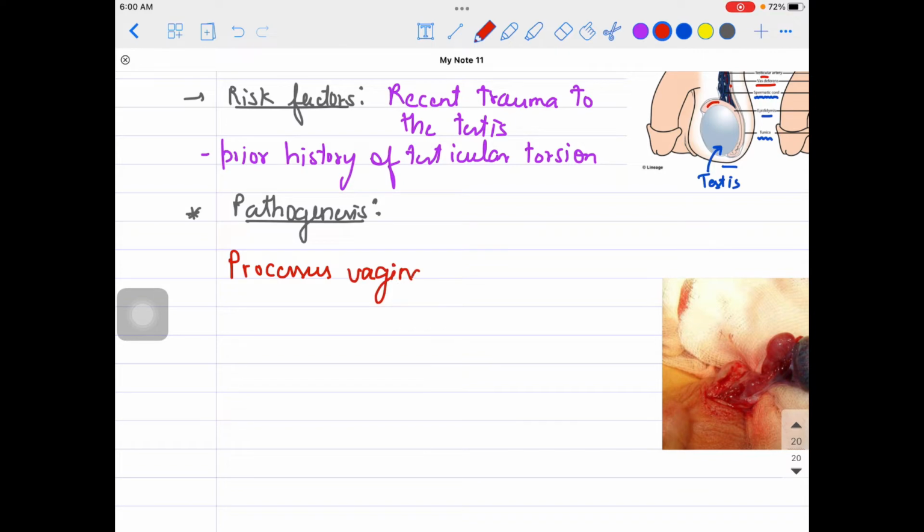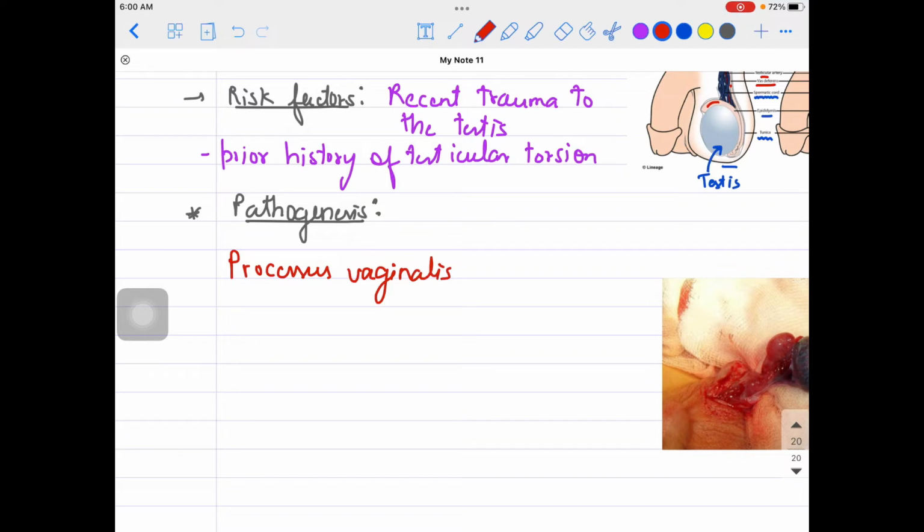Processus vaginalis. This is the path through which the testis actually leaves the abdomen and comes into the appropriate location. So this is the path where the testis leaves the abdomen with the peritoneal lining.